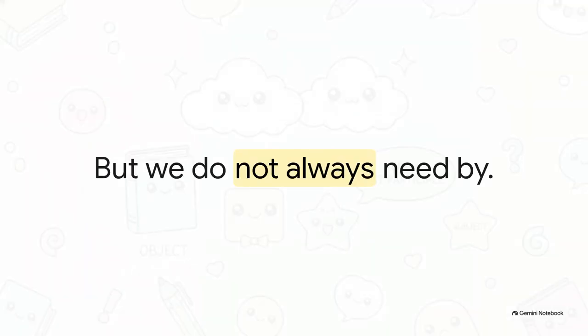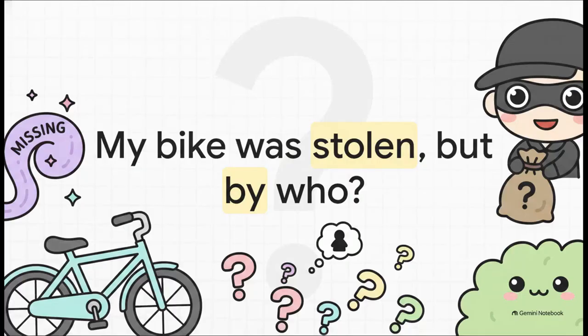However, here is a really crucial exception. You don't always need that by phrase. If the person who did the action is unknown or unimportant, or just plain obvious, you can drop them entirely. Think about this absolute classic scenario. My bike was stolen. We naturally use the passive voice here because, well, we literally don't know who the thief is. Adding by somebody is totally useless information. The fact that the bike is missing is the only part that actually matters.